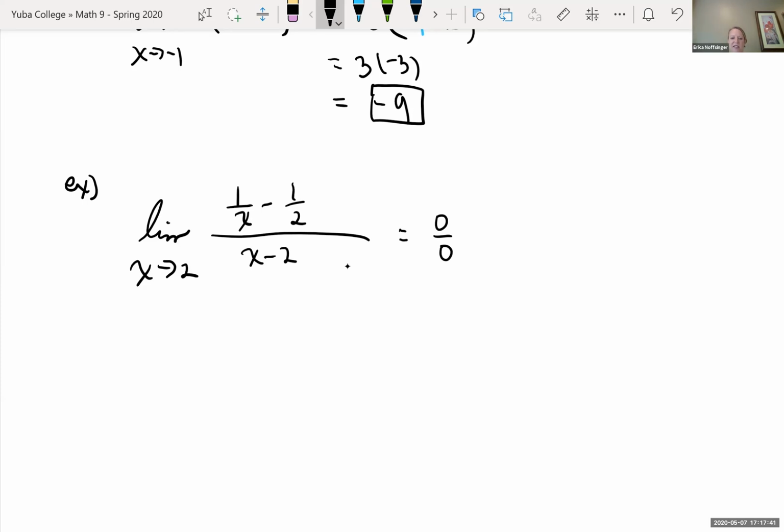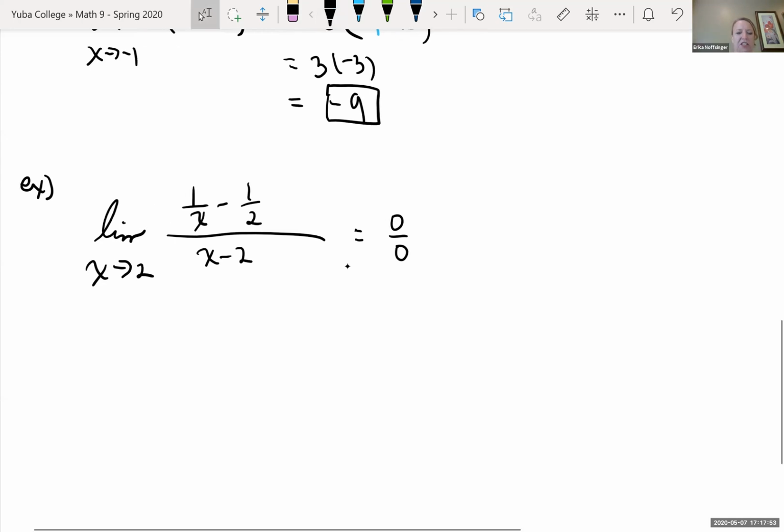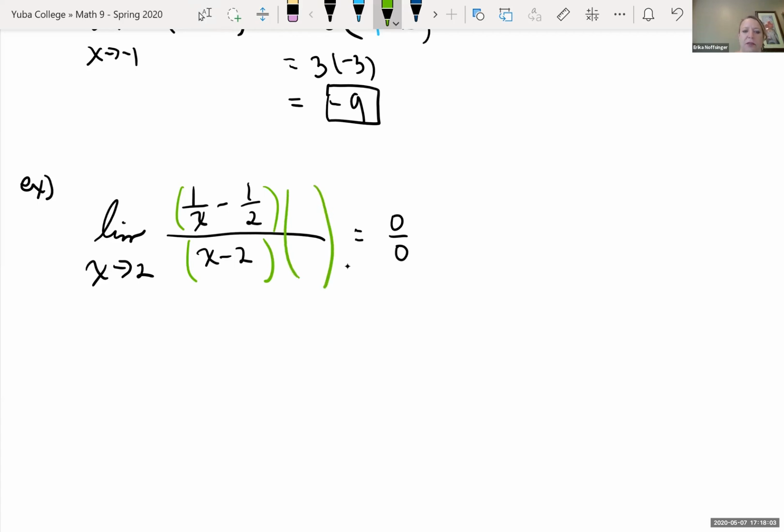So looking at this, I don't like that I have a complex fraction. So one way is to get rid of those complex fractions. I tend to like to get rid of my complex fractions by multiplying by the LCD of the numerator, or whatever fractions are in the numerator and denominator. There's a couple ways to do it. Basically, we're going to multiply by a fancy way to write 1 to manipulate this. And so my LCD of my two fractions in here is 2x. So if I multiply the numerator by 2x, I want to also multiply the denominator by 2x.